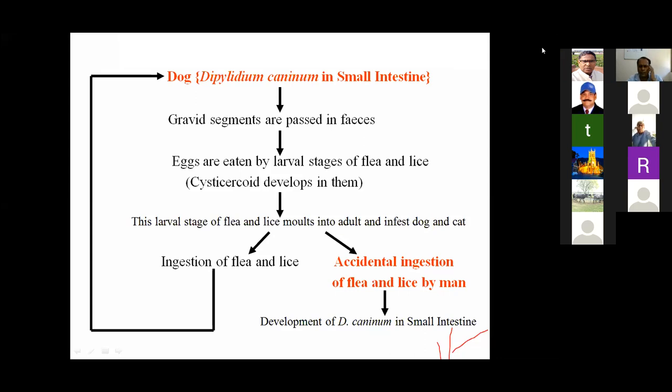And this flea, which is having the cysticercoid, or this louse, when accidentally taken by man or by the dog... You have seen that when a dog is bitten by a flea, it immediately bites that area, so the flea gets right into its mouth. And if a small kid is sitting by the side of the dog and a flea jumps into his plate, he will accidentally take that flea. Once the flea is taken inside the intestine, the flea's outer covering is dissolved and the cysticercoid develops into a tapeworm. This tapeworm's length goes up to around 60 centimeters, and it will pass gravid segments regularly.